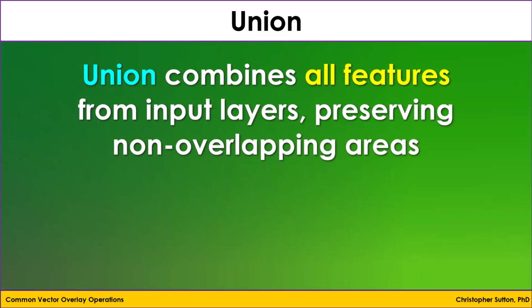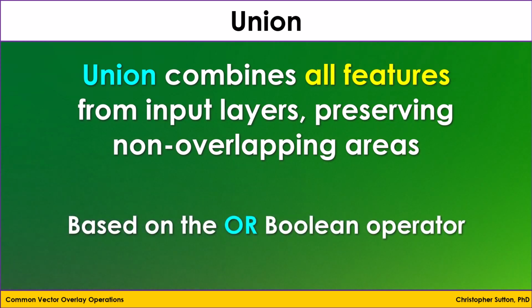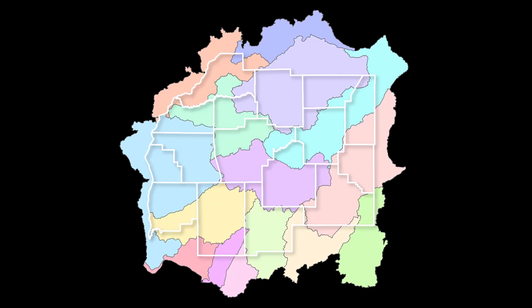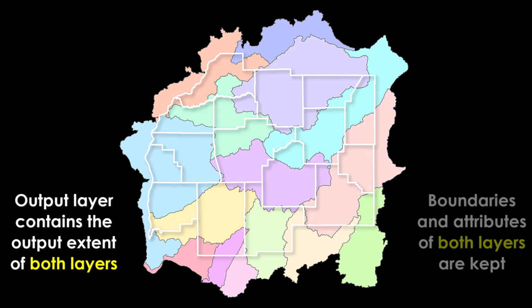The union operation combines all features from input layers. Unlike the intersection operation, union preserves all of the areas, including the ones that do not overlap. The union operation is based on the OR Boolean operator. The output layer contains all features from both layers. When we run the union tool, the output will contain the output extent of both layers, the boundaries of both layers, and the attributes of both layers.